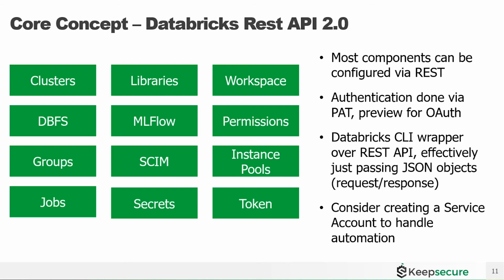Databricks also provides a CLI wrapper that sits over top of the REST API. It's effectively a very thin wrapper. All it does is pass JSON objects back and forth. So if you're using it in Linux, for example, you'll have to parse things through jq to start being able to interact with those JSON objects, and in PowerShell, you'd be able to just convert a response to an actual object. And so just think about it.